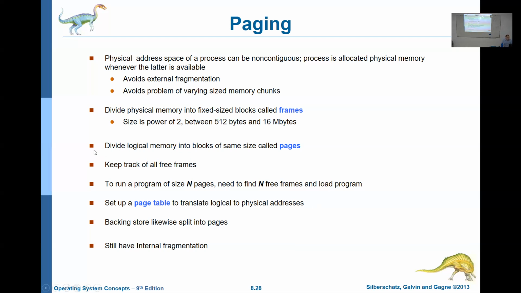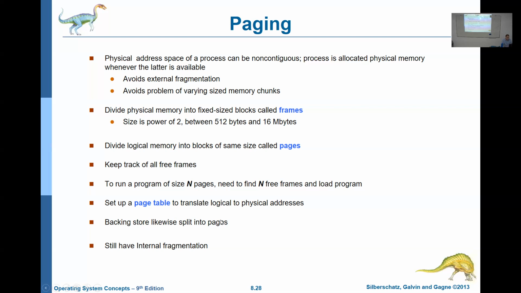So back to the slide. Divide logical memory into blocks of the same size called pages. Keep track of all free frames, right? We're going to have 8 million rows in our page table. To run a program of size n pages, need to find n free frames. If your program size is n pages, remember pages means whatever size your page is, then I'm going to have to find free frames, obviously. Set up something called a page table to translate logical to physical addresses. We have to keep track of where your pages are.